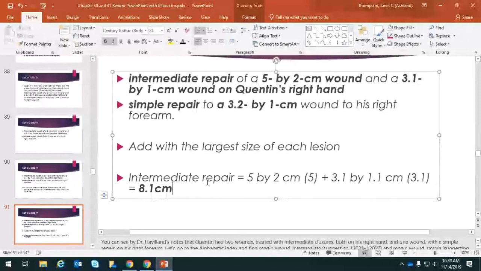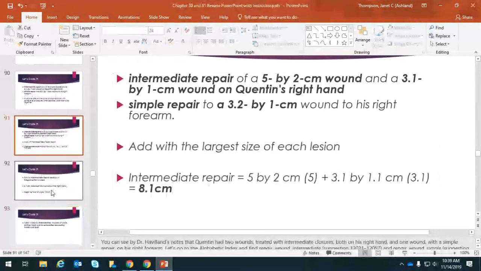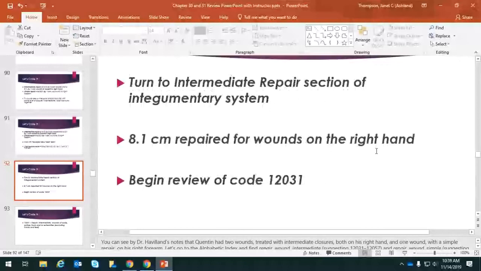We're not going to use directional modifiers on these because the code descriptions say hands, feet, so it's indicating one or both. We wouldn't need a modifier. Looking up this code, for an intermediate repair we want to go to 12031. That's where the code section begins. The intermediate repair was on the right hand, and we had 8.1 centimeters repaired total.